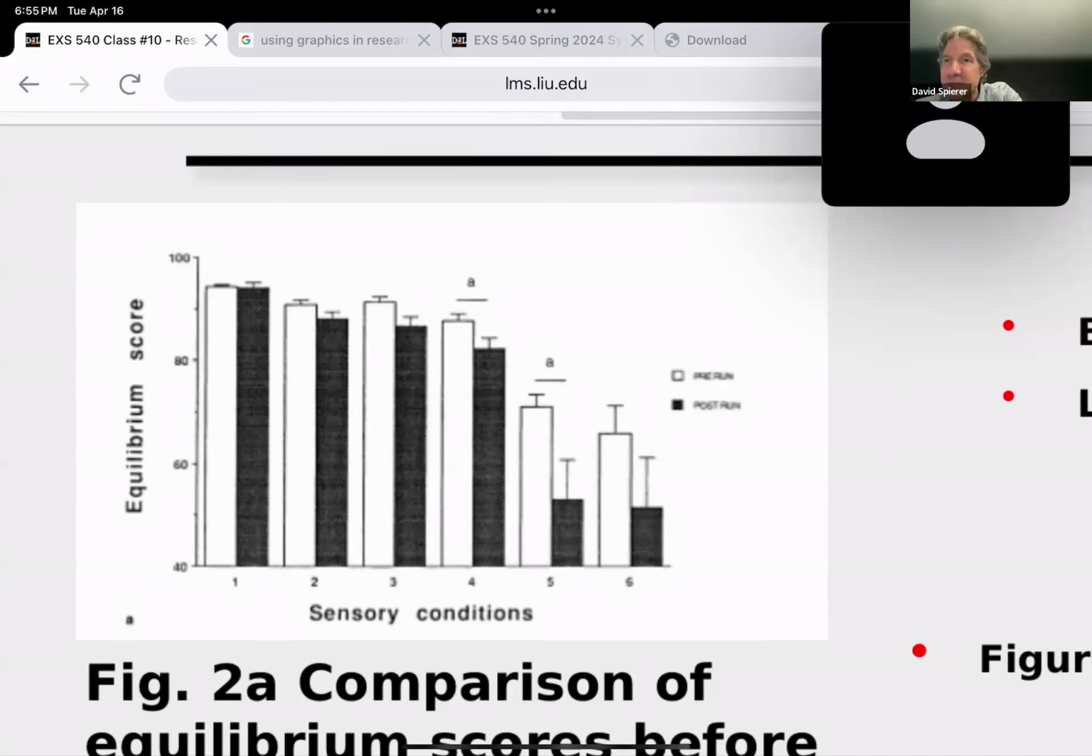This data doesn't mean anything to me. It doesn't say anything about condition number 6. It says nothing about condition number 5. You want to tell me about pre-run, that's fine, but don't tell me about a comparison because the variation is huge. I can't trust that, right?